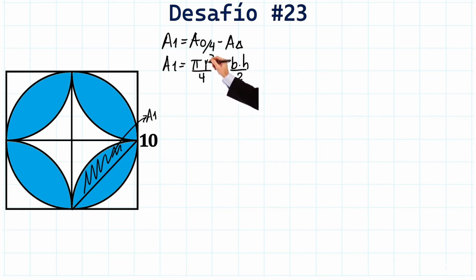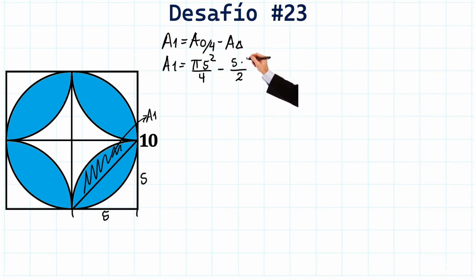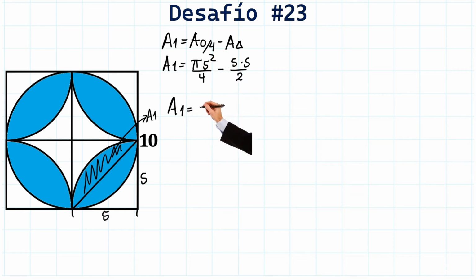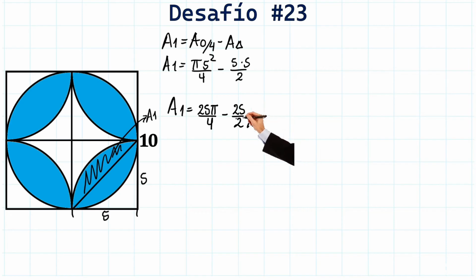Let's substitute the values. The radius would be from here to here, which is naturally 5 because the total is 10. And from here to here is also 5. Very well. So the radius is 5. Let's substitute here. The base is 5 and the height is also 5 for the right triangle, so it is 5 multiplied by 5 over 2. And we have found that area 1 is equal to 5 squared, which gives us 25 pi over 4. Very well. Minus 5 times 5 gives us 25 halves. Excellent. We have area 1.